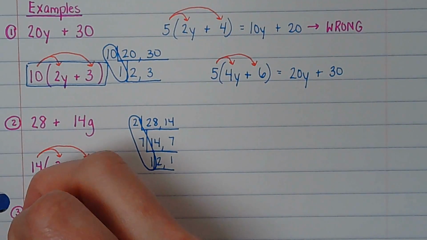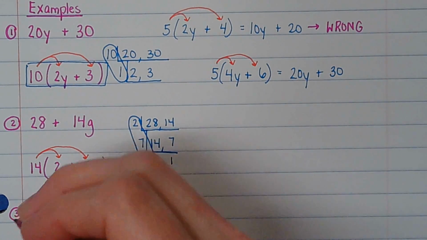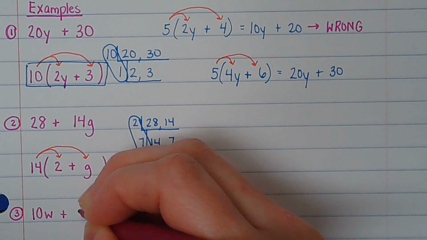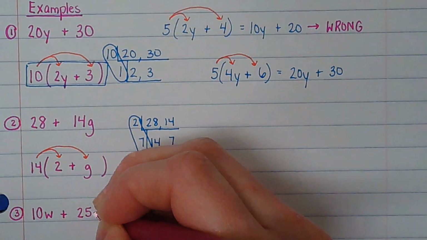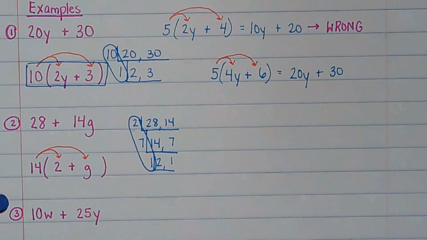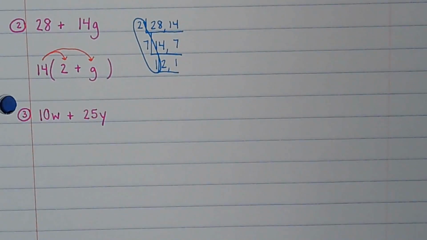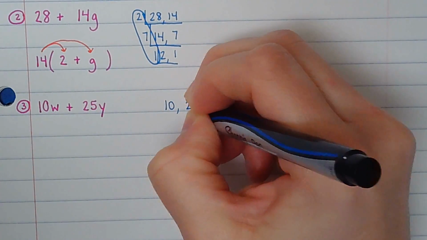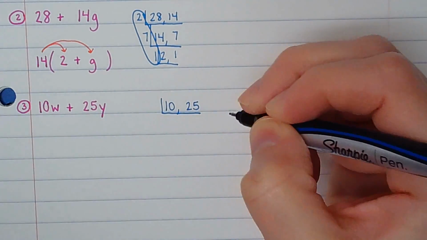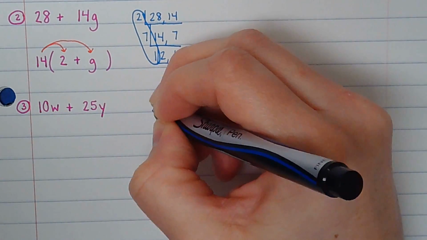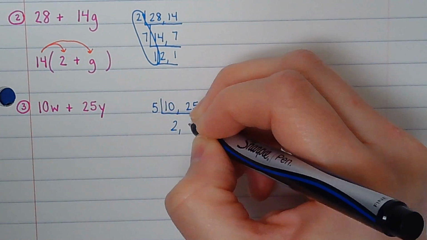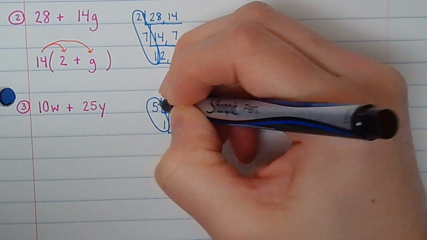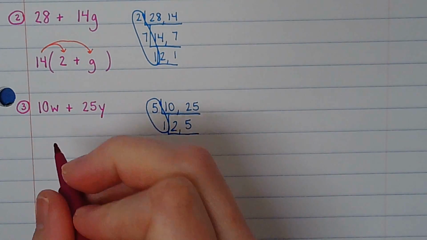Let's see. One more. We've got 10w plus 25y. All right. Remember, your first step is to figure out the GCF of the two numbers they give you. All right, so I got to find the GCF of 10 and 25. Okay, well, what goes into 10 and 25? That would be 5. 10 divided by 5 is 2. 25 divided by 5 is 5. That's a 1. So my GCF on the outside has to be a 5. So 5 has to go out here.